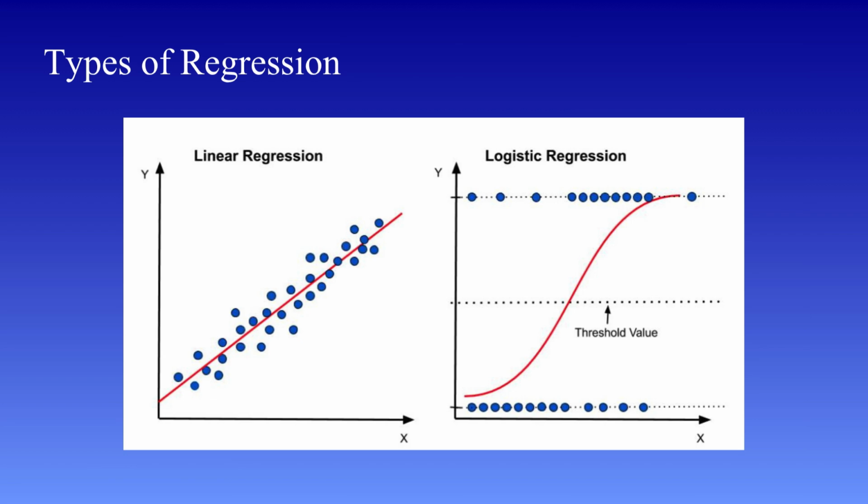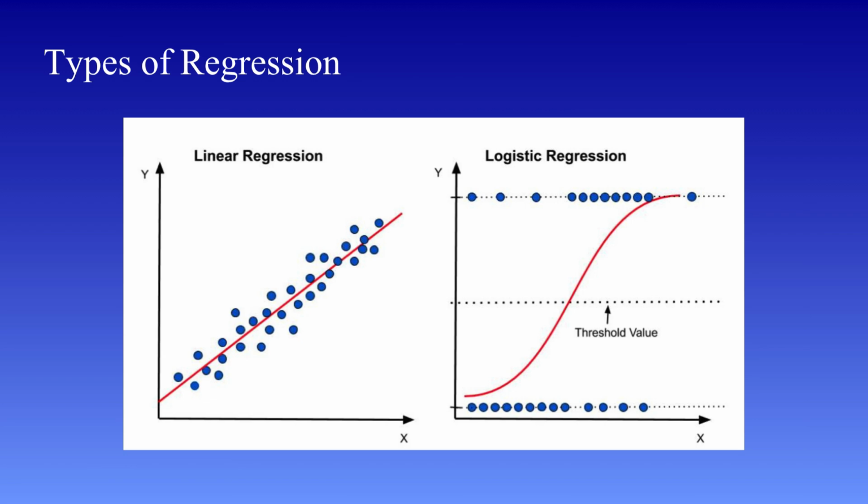Next, we have polynomial regression. In many real-world cases, the relationship between variables is not perfectly linear. Instead of a straight line, the data may follow a curved pattern. Polynomial regression helps us model such relationships by including higher degree terms, such as squared or cubic terms of the input variables. This makes the model more flexible and capable of capturing more complex patterns.